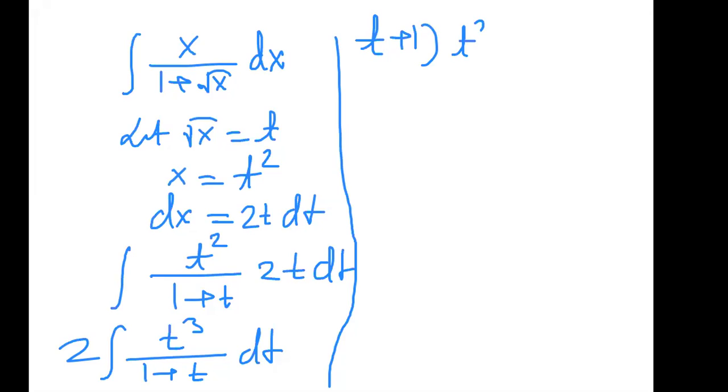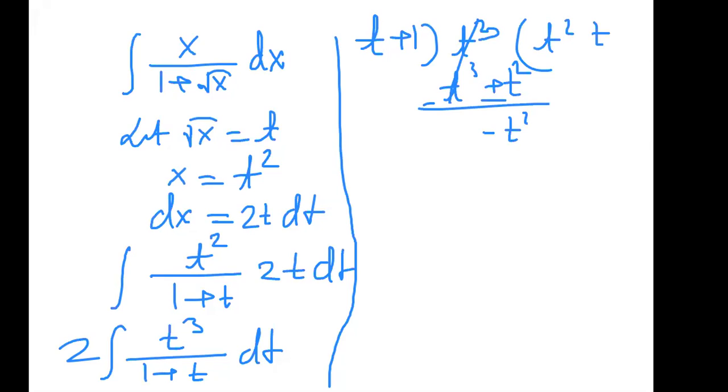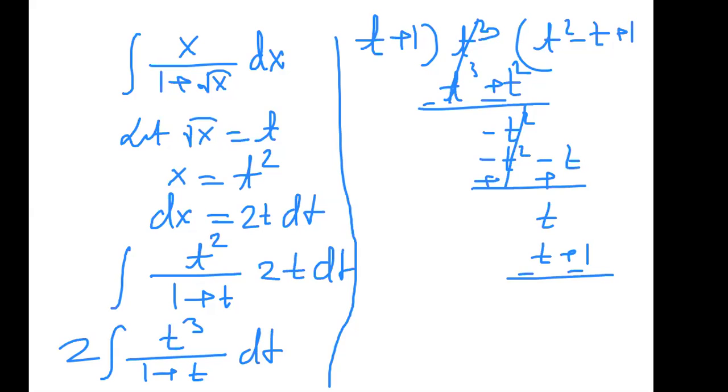T square, t cube it is. So first of all I'll take t square, it will become t cube plus t square. Subtract, it will cancel. Minus t square, it will be minus t. So minus t square minus t plus it will cancel t. I'm taking plus 1, it will become t plus 1, minus it will be minus 1.